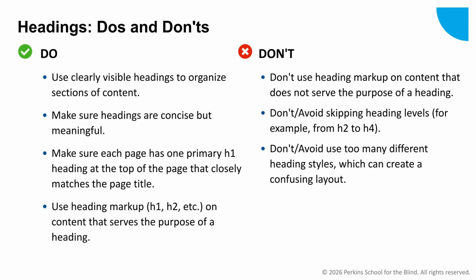Here are some do's and don'ts when it comes to headings. You want to make sure that headings are clearly visible and used to organize and summarize sections of content. Headings should generally be concise while still being meaningful and providing enough information for users to understand what's in the section of the page. Your page should have one primary heading, a level 1 heading at the top of the page that closely aligns with the page title element. Make sure you're consistently using heading markup, H1, H2s, etc., on any content that serves the purpose of a heading.